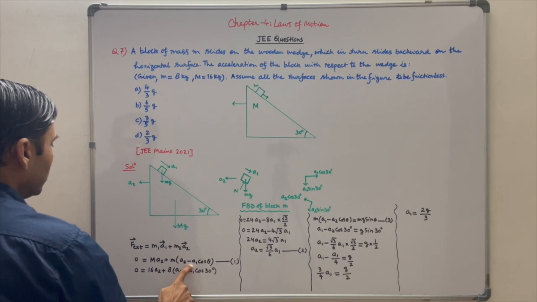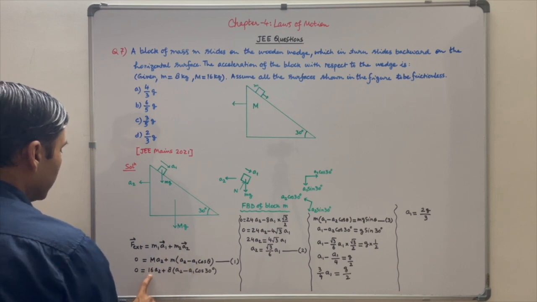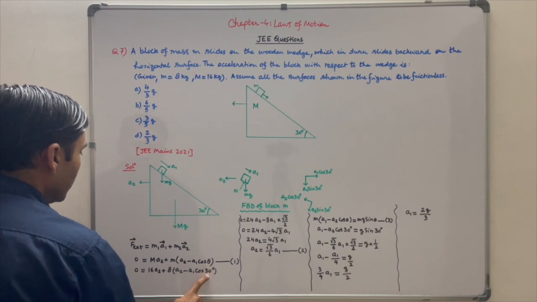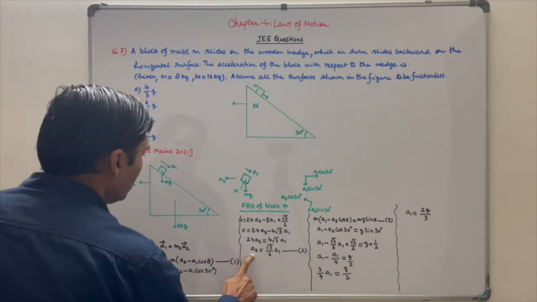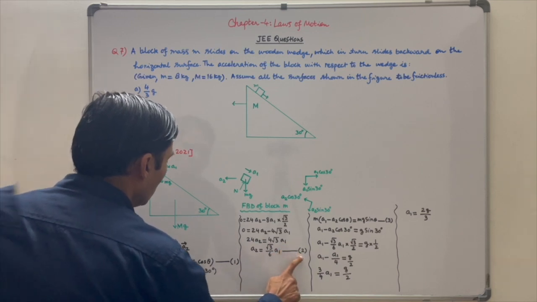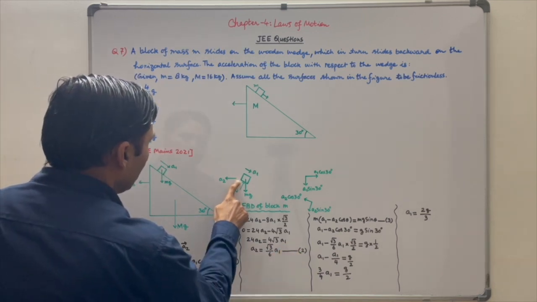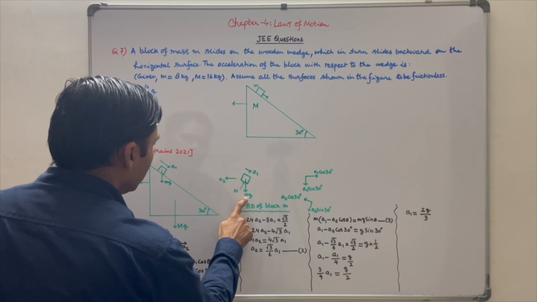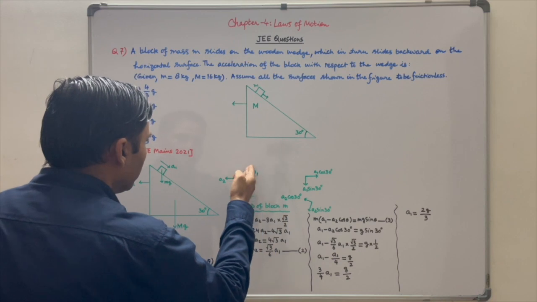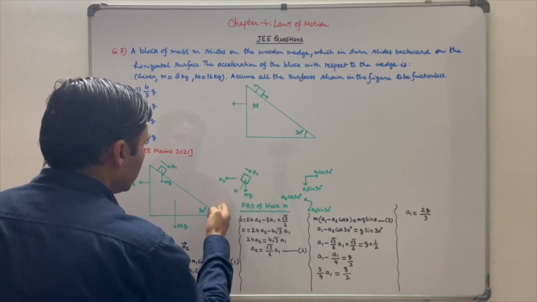Now putting the values given, capital M is given as 16 kg, small m is given as 8 kg, theta is equal to 30 degrees. So we get a2 is equal to root 3 by 6 a1. This is equation number 2. This is FBD of the block. mg is its weight. Component of weight along the plane will be mg sin theta and perpendicular to the plane will be mg cos theta.